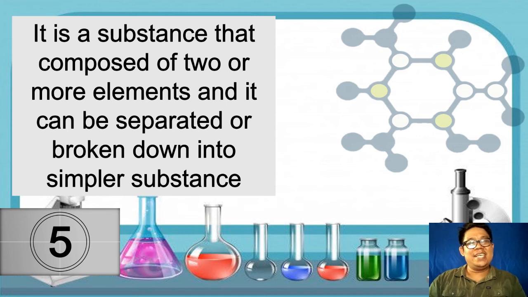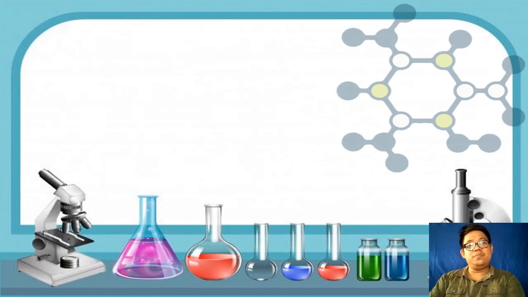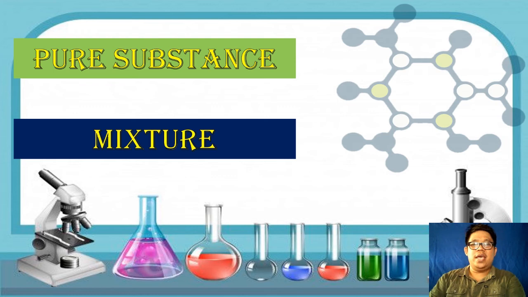Another. It is a substance that is composed of two or more elements, and it can be separated or broken down into simpler substance. Ano kaya ito? It is compound. In this next picture, can you identify whether it is pure substance or mixture? And you will identify also if it is element or compound, if it is pure substance, or kapag mixture naman, classify it between heterogeneous mixture and homogeneous mixture. I will give you 5 seconds for each picture. Okay? Let's start.